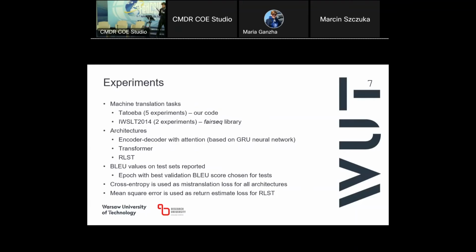We report below values on test sets from the datasets we use, and the epoch on which the architectures are tested is chosen on the basis of the validation score, which is the epoch on which this value was the highest. As mistranslation loss, we use the cross entropy, and for the return estimate loss for our agent, we use mean square error.